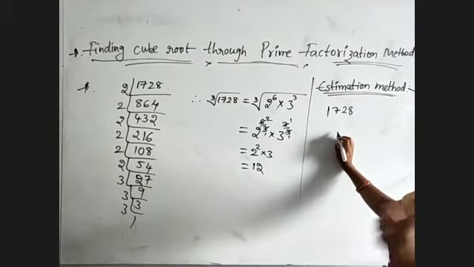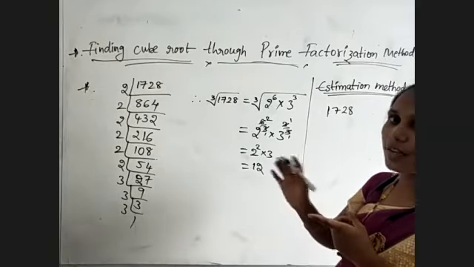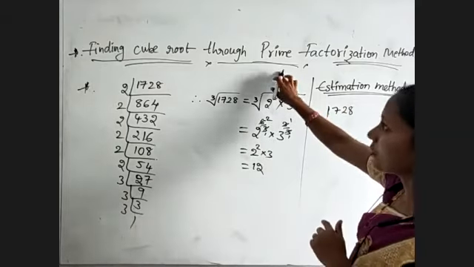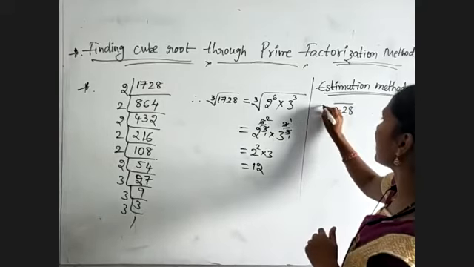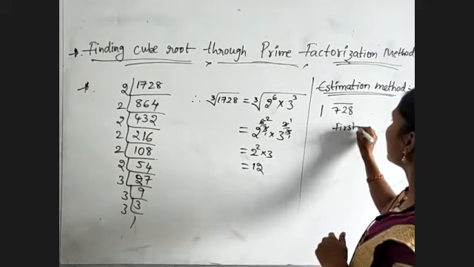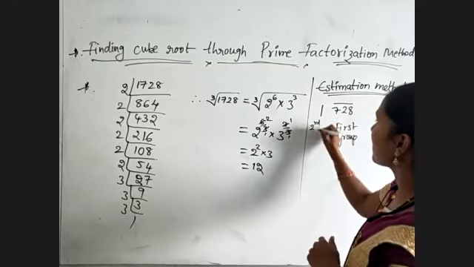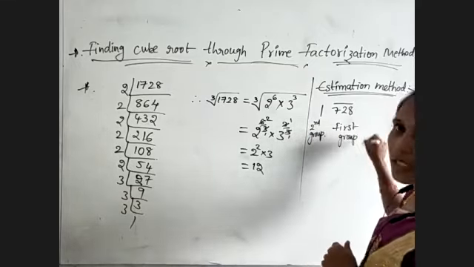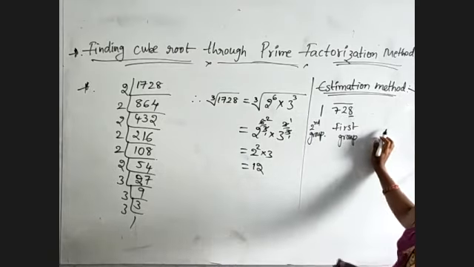See, while we do square root in the division method, every two digits we take as a pair. So here in this question, because we are finding cube root, for every three digits from the right side we need to take one group. So this is the first group and this is the second group. So observe the first group first. We have the unit digit 8.